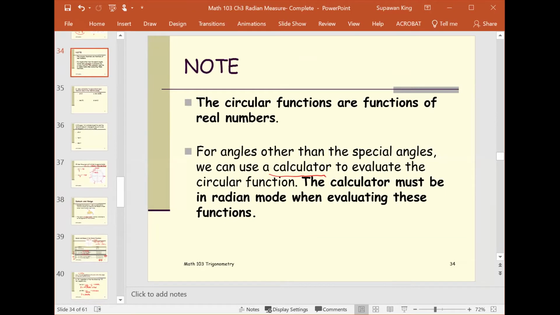Note that the circular functions are functions of real numbers. For angles other than special angles, we can use a calculator to evaluate the circular function. The calculator must be in radian mode when evaluating these functions.